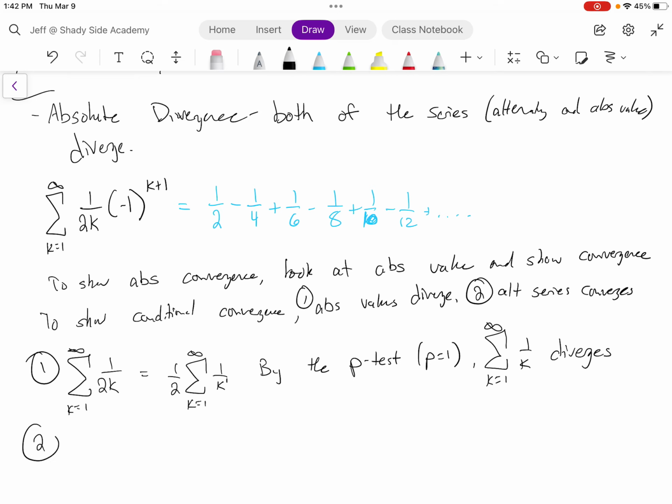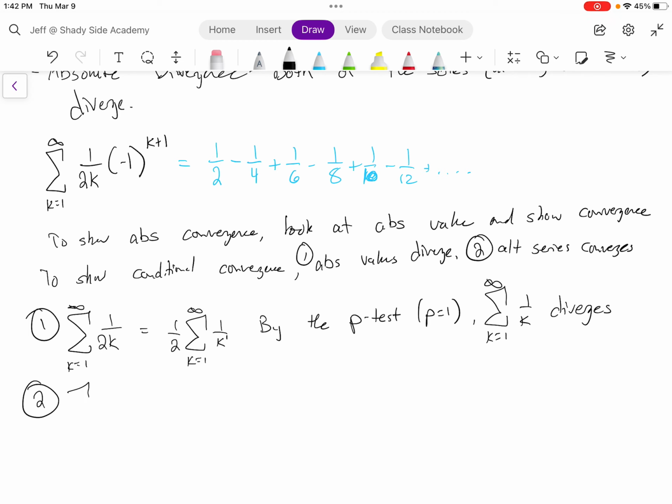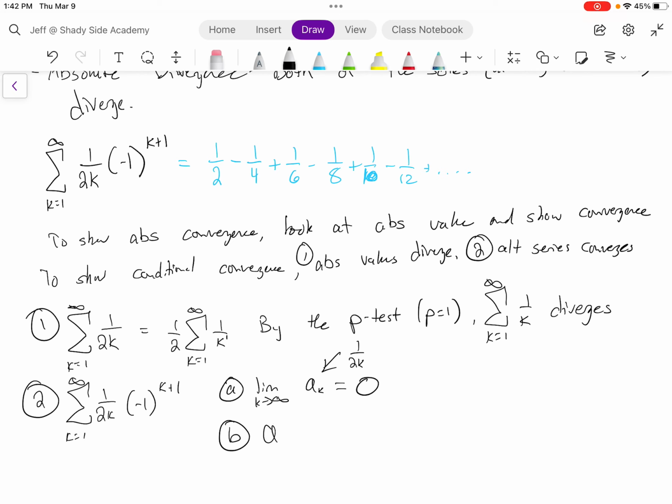Now let's consider the alternating series. So now we're considering our original problem, to prove that it converges conditionally. How do we show that? Well, we have to show two things. Again, we have to show that the limit as k approaches infinity of the a sub k's, which are really 1 over 2k here, the non-oscillating part, equals 0. And we have to show that they're all getting smaller.